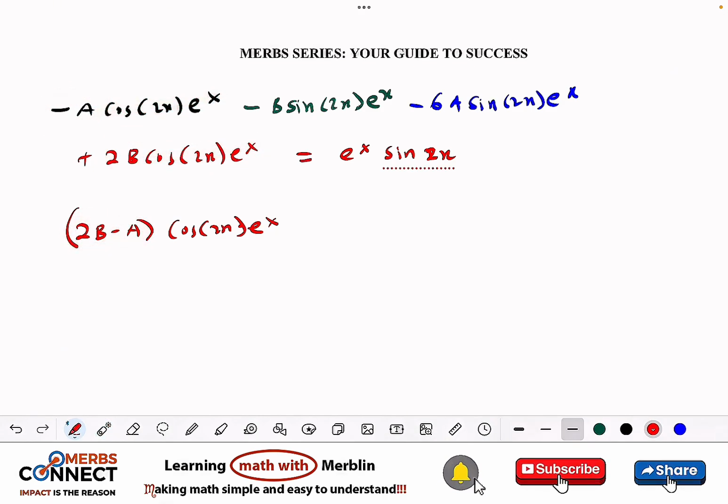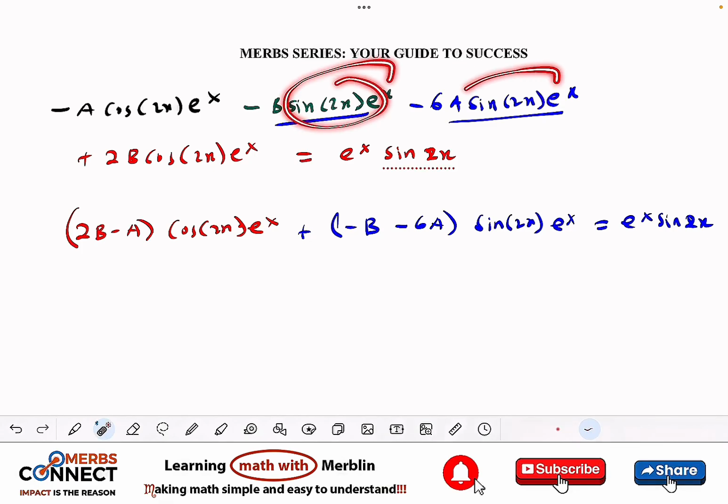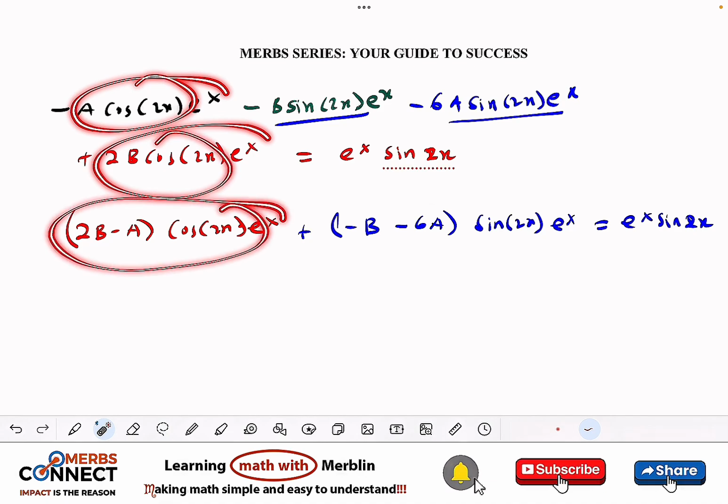Good. Then plus the one with the sine, which is this and that. When I factor sine and e to the power x out, I'm going to have minus b minus 6a times sine 2x e to the power x, and this will be equal to e to the power x sine 2x. So I just combine this and that, which is here, and I combine this and that, which is also here, and is equal to this.